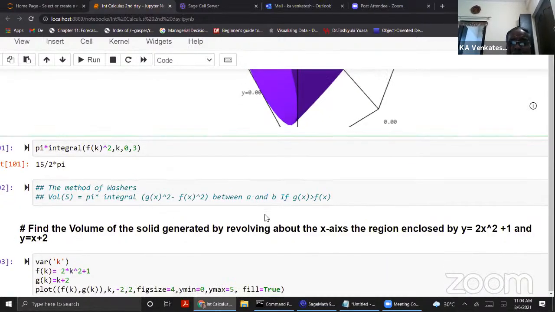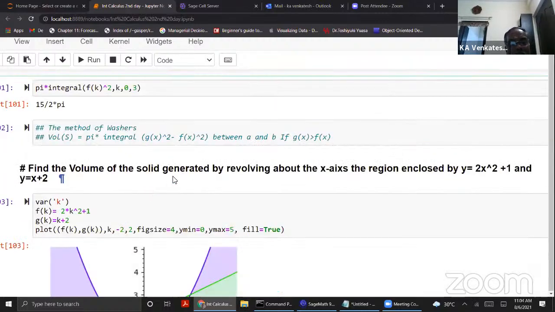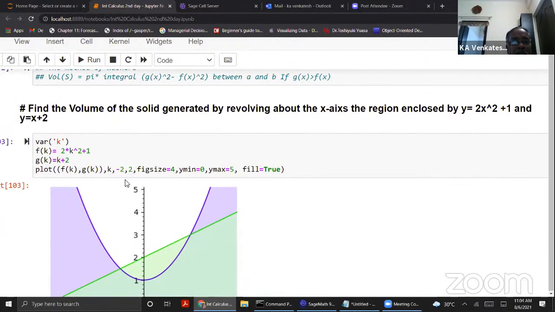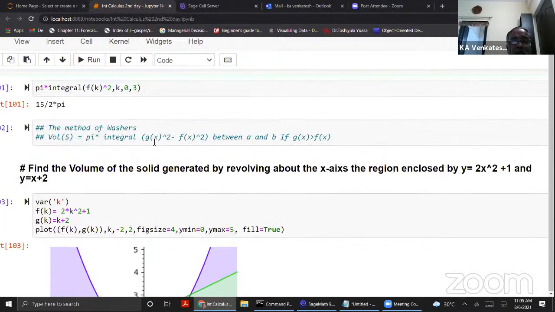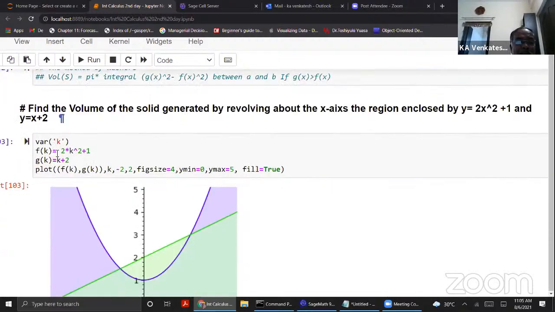So this is the place where a pictorial representation is much better. Find the volume of the solid generated by revolving about the x-axis the region enclosed by y equal to 2x square plus 1 and y equal to x plus 2. Up to here, you can do it. For the remaining part, I'll give you some 7 minutes after doing this plot. The formula is given: wherever g is greater than f, or above f, you can use the integral of this. Do this one and tell me the answer.